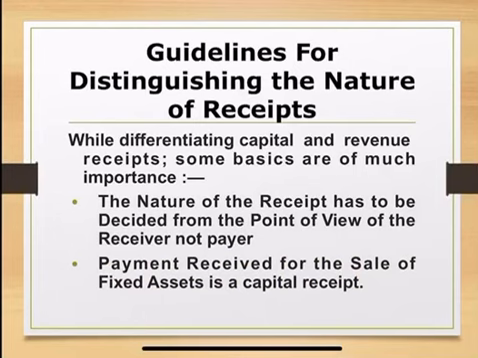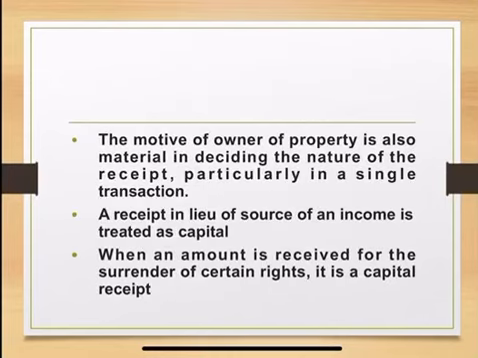Payment received for the sale of fixed asset is capital receipt. For example, plant and machinery, land and building, or furniture and fixtures previously not intended for resale. It's a capital receipt. The motive of owner of property is also material in deciding the nature of the receipt, particularly in a single transaction. For example, the receipt from sale of shares or debentures held as investment, it's a capital receipt. And if these securities are held for speculative purposes, the sale proceeds comprise a revenue receipt.